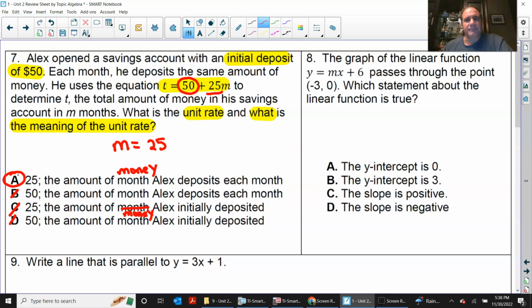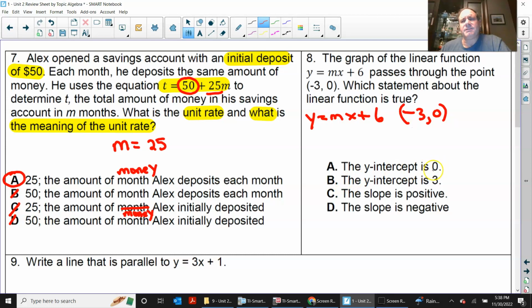A is your answer. The graph of the linear function y equals mx plus 6 passes through the point (-3, 0). Which statement is true? All right, so I'm going to write this down. y equals mx plus 6. And the b is 6. And I'm given (-3, 0) as a point.